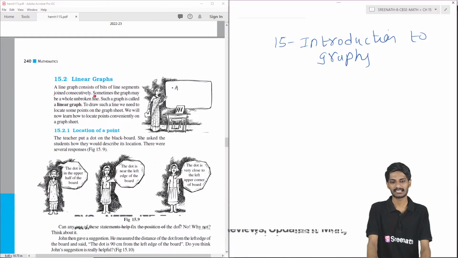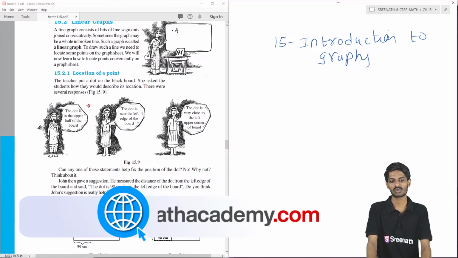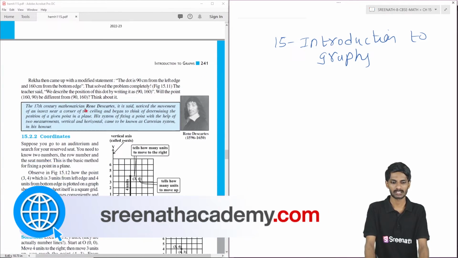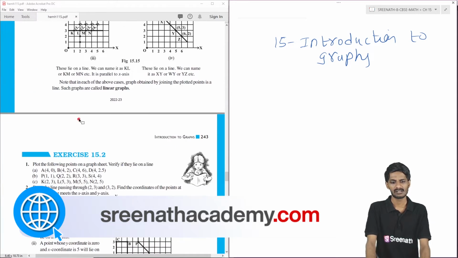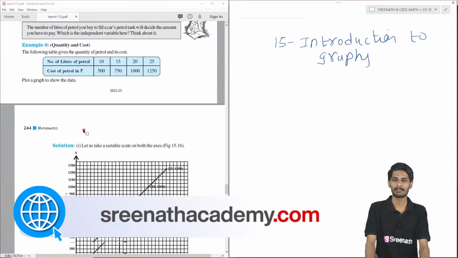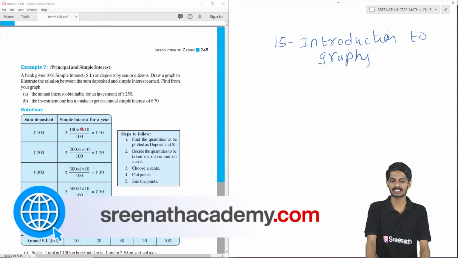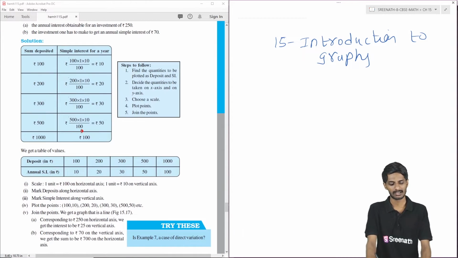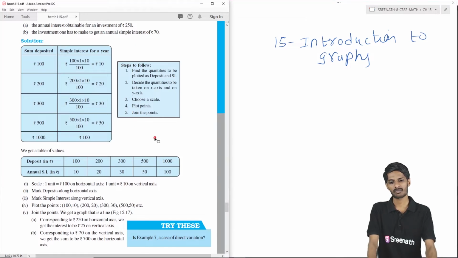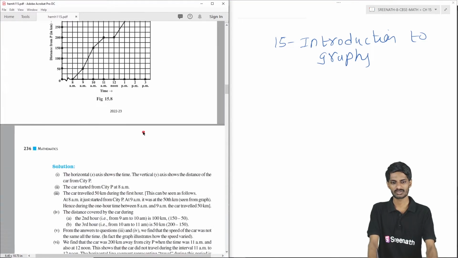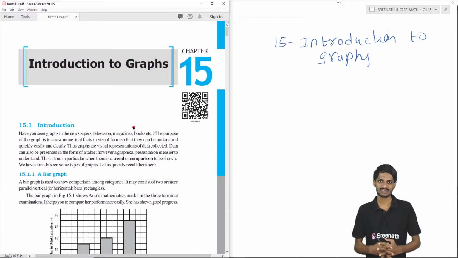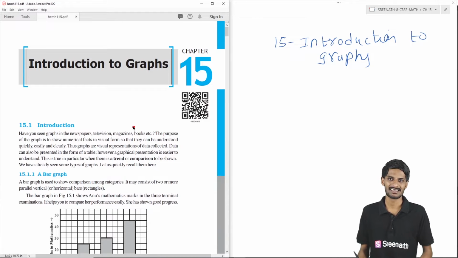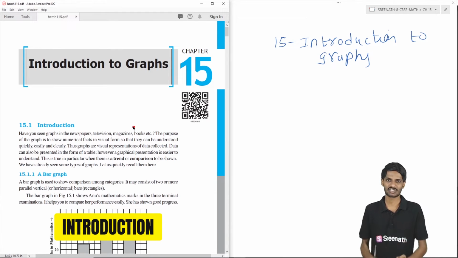Next thing is the linear graph, students, the location of a point, how to locate a point. Next thing is coordinates. There are some problems and some applications, students. So this is the overall chapter which we are going to learn. This is the overview of the whole chapter. The overview is completed, now we will discuss each topic in detail.